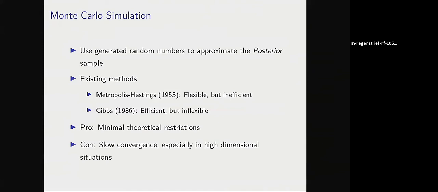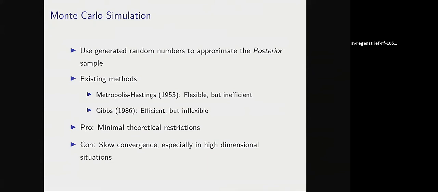One of the first Monte Carlo simulation methods was developed in the 50s for a statistical physics application called the Metropolis algorithm. It was used to model the collision of molecules. It was later extended in 1970 by Hastings, and now it's called the Metropolis-Hastings algorithm. Metropolis-Hastings is very flexible. However, it has some efficiency limitations. Gibbs is another Monte Carlo simulation technique. It's very efficient, but has some limits in flexibility due to mathematical restrictions in its application.